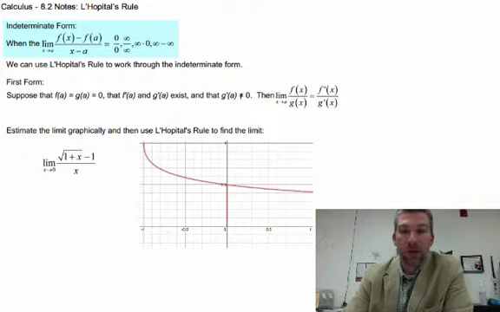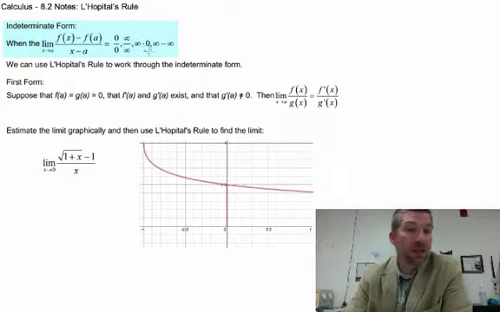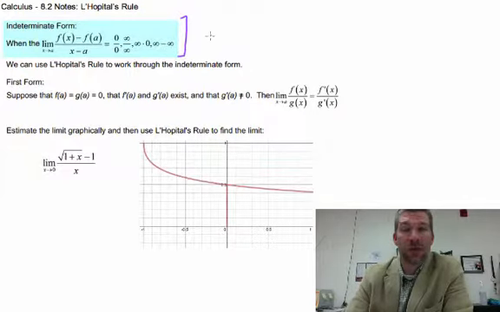Section 8.2 deals with L'Hopital's rule, which helps us to find a limit when we have an indeterminate form. Sometimes when you look at the limit of something, you get some different answers that we don't really know how to handle. 0 over 0, infinity over infinity. Sometimes you get infinity times 0 or infinity minus infinity. All of these are what's called an indeterminate form, which means we don't know much from what we've been given. So we have to do a little bit more math.